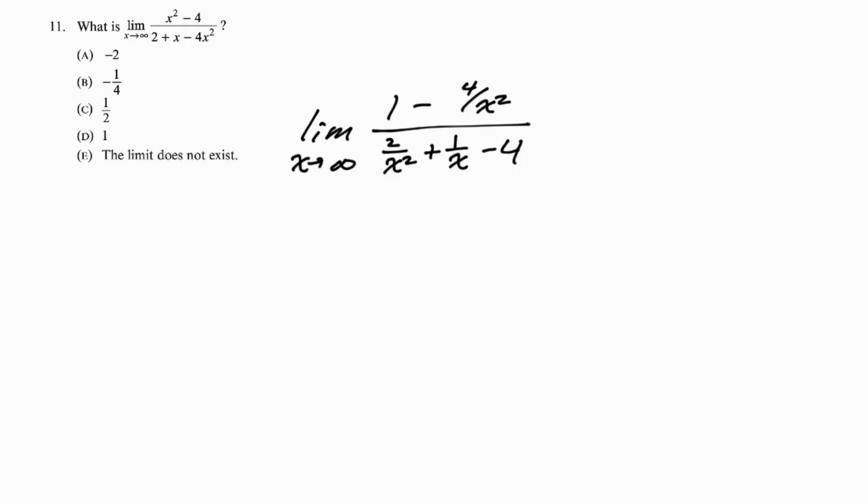If x goes to infinity, everything that has x in the denominator now is going to go to 0, so we just have 1 over negative 4. We have negative 1/4 is our answer. B, which we already knew.